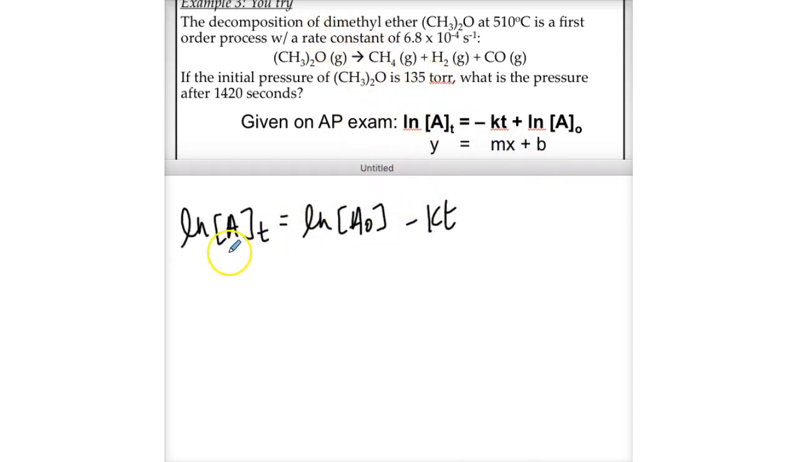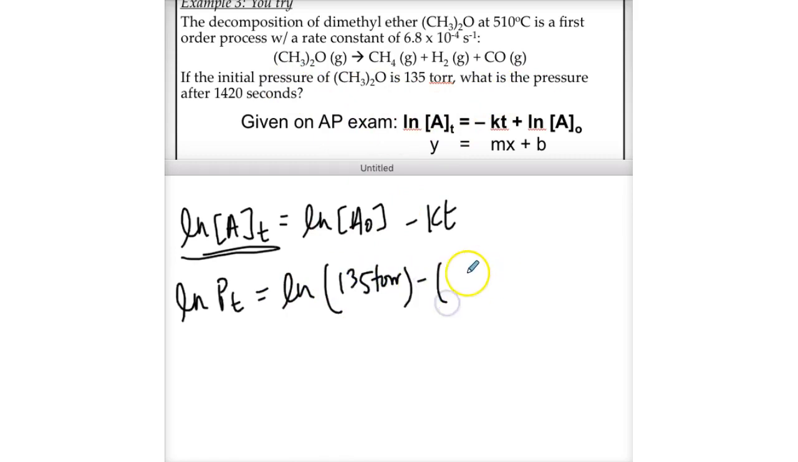So what we do for this particular problem is we plug in numbers to find the pressure after 1420 seconds. So that implies that we're trying to find this. But again, it's not concentration, it's pressure. So we're going to put pressure with respect to time. Natural log of the initial pressure. It says that the initial pressure is 135 torr minus K, which is 6.8 times 10 to the negative 4 inverse seconds, with respect to time, which is 1420 seconds.